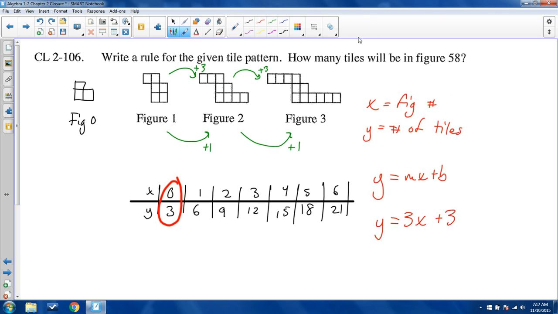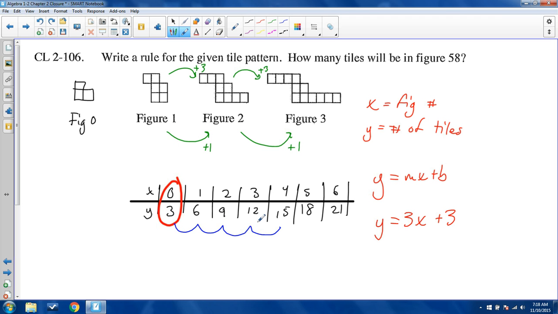If I wanted to ask you how many tiles would be in figure number 10, it wouldn't be a stretch for you to add 3 from this number, 1, 2, 3, 4, 5, 6, 7, 8, 9, 10 times, right? 21 plus 3 is 24, 24 plus 3 is 27, 27 plus 3 is 30, 30 plus 3 is 33. That would give you figures 7, 8, 9, and 10. However, think about what we said we were doing. We were starting from 3, and we were adding 3 10 times.